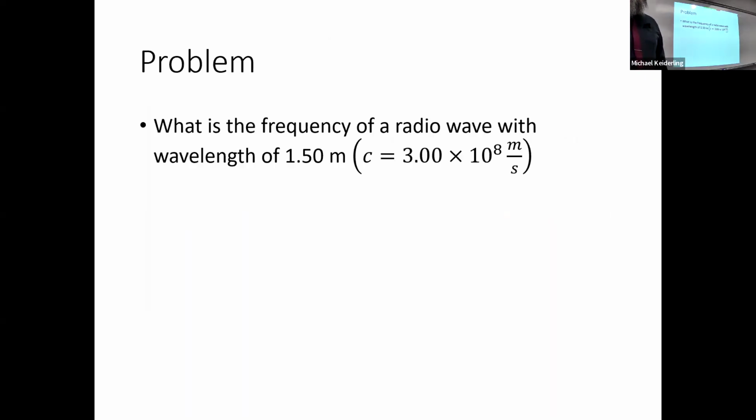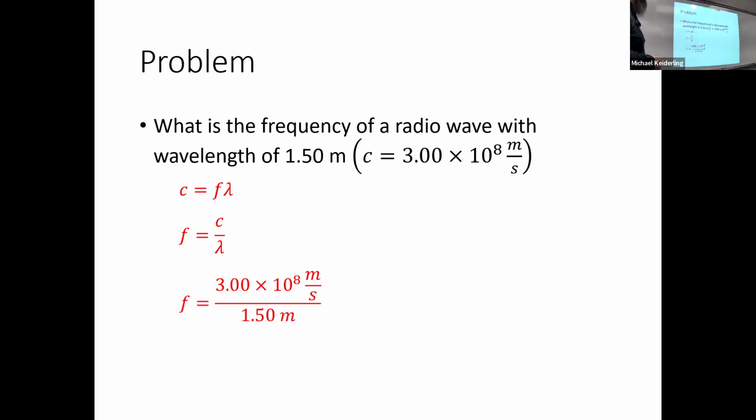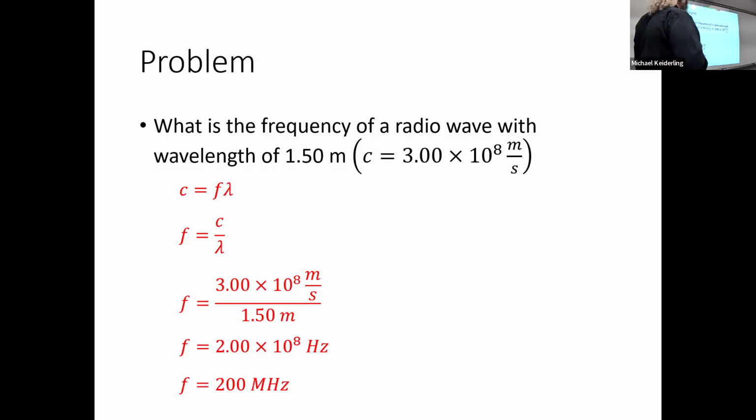So what's the frequency of a radio wave with a wavelength of 1.5 meters? Remember, the speed of light is 3 times 10 to the 8th meters per second. So the speed of light c equals frequency times wavelength. Frequency is the speed of light divided by wavelength. So 3 times 10 to the 8th meters per second divided by 1.5 meters gives us 2 times 10 to the 8th hertz. So that's 200 megahertz.